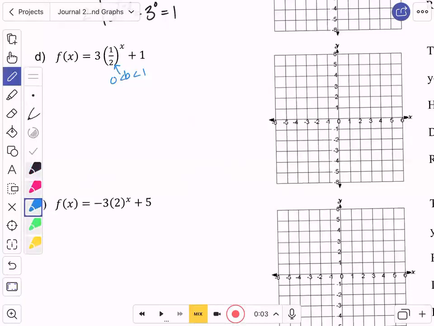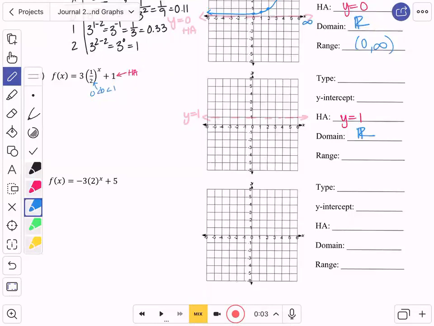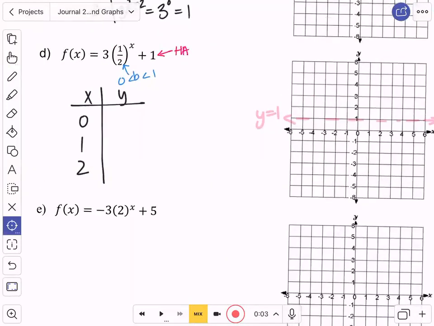All right, so in this case, let's write down what our horizontal asymptote is. It looks like we have a plus 1 here. So we have a horizontal asymptote at y equals 1 because it shifts it up 1 unit. So let's draw a dashed line at y equals 1. And then from here, what else do I know? I know that the domain is all real numbers, and I don't know the range yet. So let's go ahead and make a t-chart to find the points. I'm just plugging in 0, 1, and 2. So plugging these values in, I do have a fraction to deal with.